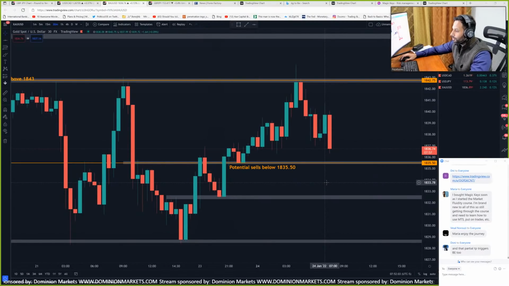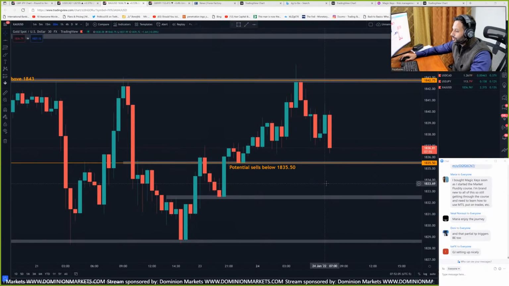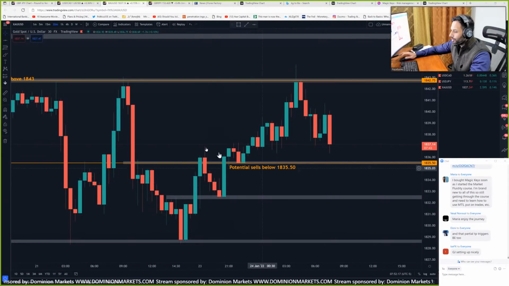Does Dominion Market take UK bank cards? Visa and MasterCard you can, but sometimes banks block third-party payments. So that's something you have to keep in mind.